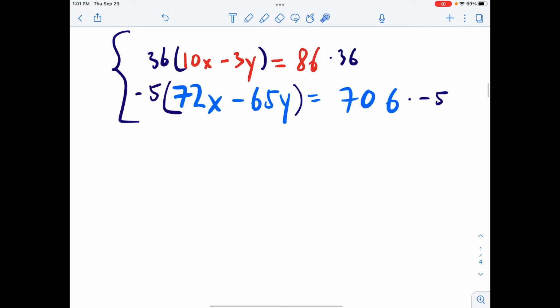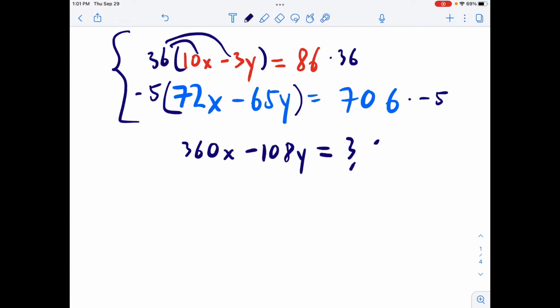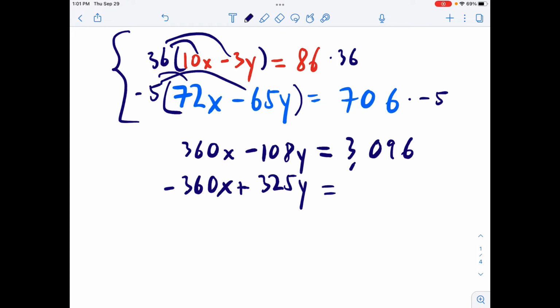Okay, so this first equation, I get 360x minus 108y equals 86 times 36, so 3,096. Then I get negative 5 times 72, which is negative 360x. Negative 5 times negative 65 gives me plus 325y. That equals 706 times negative 5, which is negative 3,530, okay? So be sure to check your work a lot on these guys. A lot of room to make mistakes, okay?